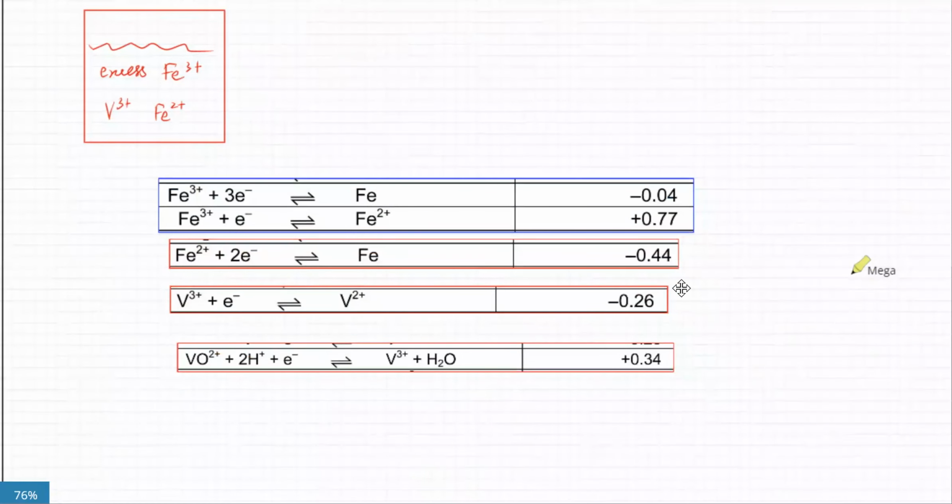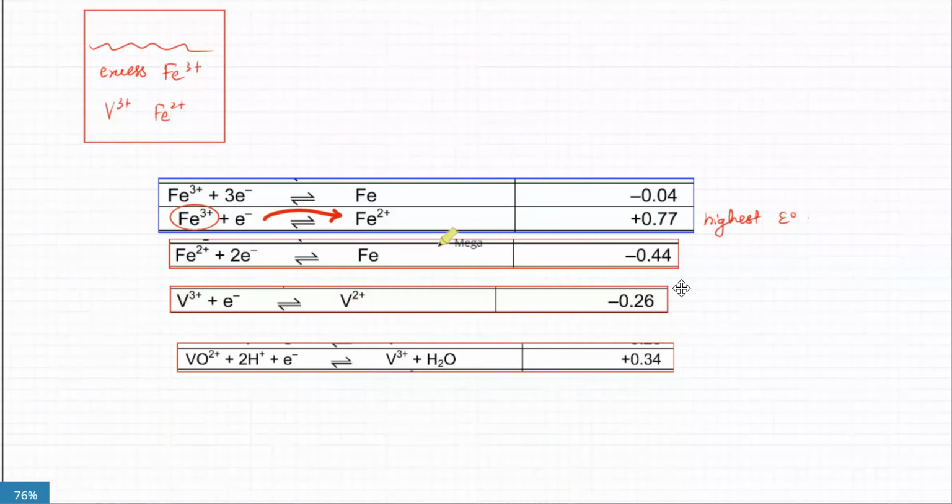So I'm going to repeat the thing, now a bit more quickly. Who gains electrons? The highest potential. So by default, it's the first one, this one. Why? Because this is the highest E naught. So that's by default my highest E naught, and no issues there. Because I do have excess Fe3+, that's still there.